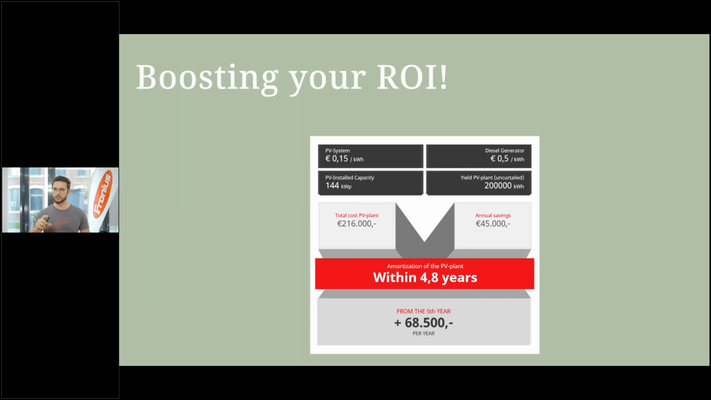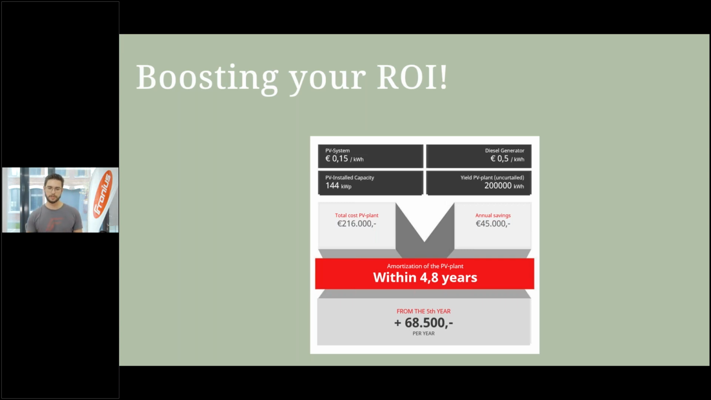And now I'm coming to this calculation I've mentioned earlier. Based on this system and on the numbers we have seen before, we have done a calculation. Remember, we were talking about 144 kilowatt peak, about a yield of 200,000 kilowatt hours per year. And based on real-life numbers from now, we can calculate with about 15 euro cents per kilowatt hour for the PV power. On the other hand, we have the diesel generator, and per kilowatt hour that we get out of the diesel generator, we calculate with 50 cents, something like this.